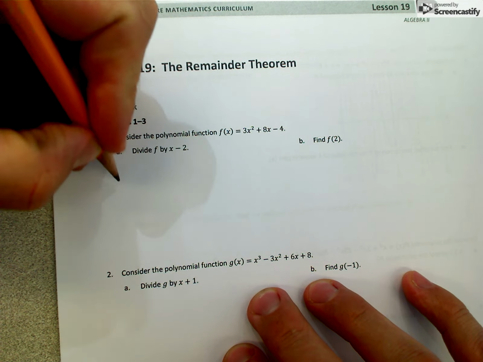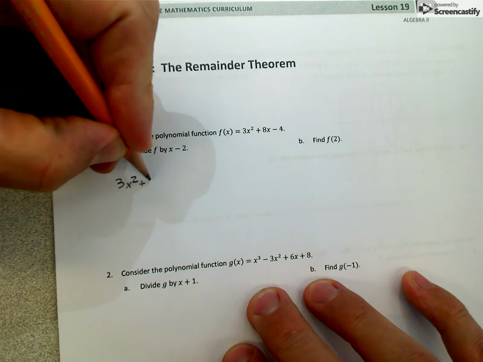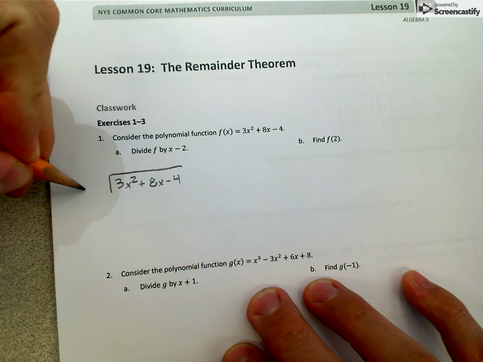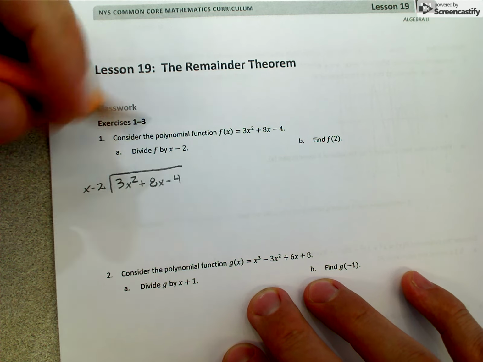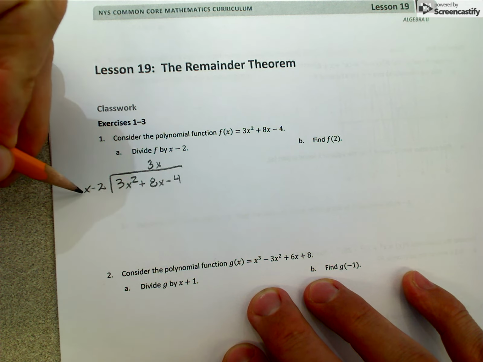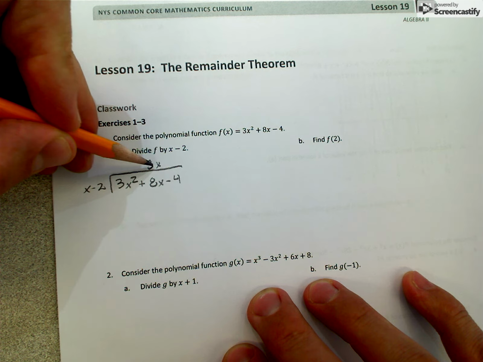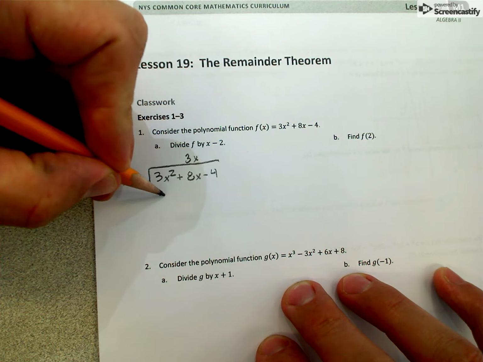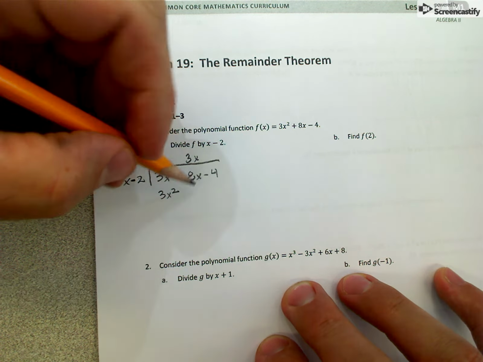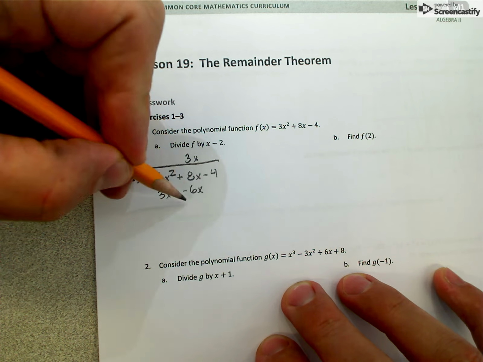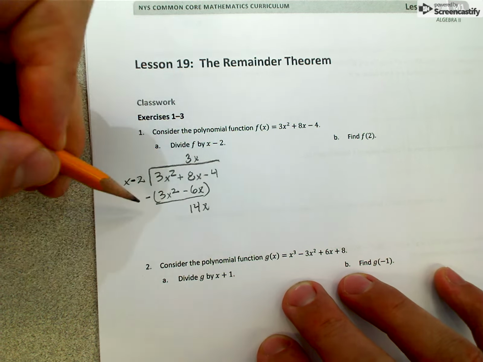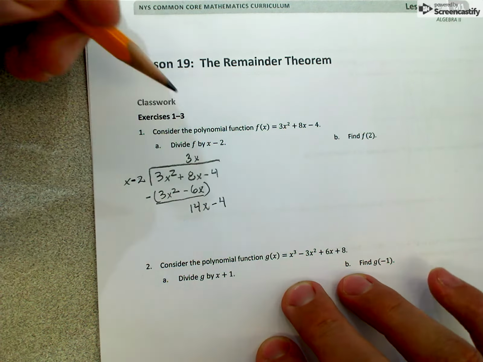So let me just set up the division problem here. 3x squared plus 8x minus 4 divided by x minus 2. So first of all, I'm going to notice that if I multiply this leading term, this x right here, by 3x, it will give me 3x squared. And then if I multiply the other term, 3x times a negative 2, that gives me negative 6x. Subtracting leaves me with 14x, and then I bring down my minus 4.